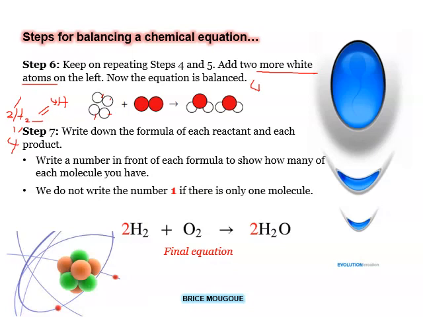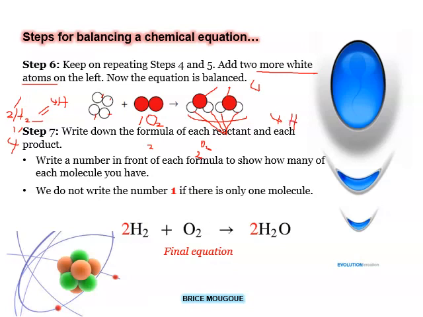Added to that, we now have on this side 2 oxygen atoms, which is the same as 1 molecule of oxygen. 1 times 2 should give me 2. On this side, I have 2 molecules of water, which are composed of 2 oxygen atoms. So my oxygen here also is 2 oxygen atoms. But this time I can count 1, 2, 3, 4 atoms of hydrogen.